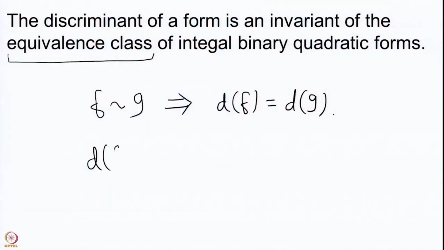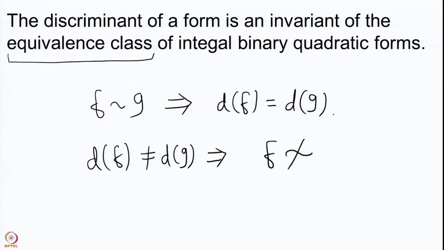Of course, if there are two integral binary quadratic forms and their discriminants are different, then they cannot be equivalent, because we have seen just now that the discriminant is an invariant of the equivalence class. So, that is a very important statement. When the discriminants happen to be different, we get that the form f cannot be equivalent to the form g. So, the discriminant will help us in understanding the equivalence classes.